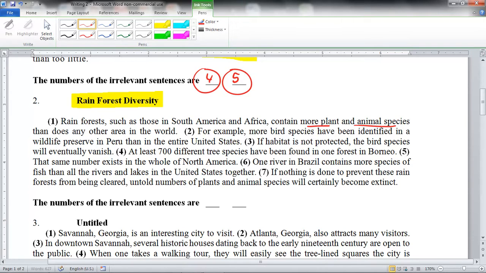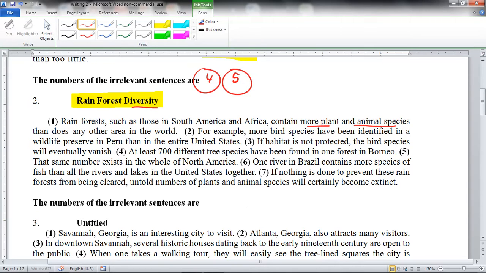Rainforests, such as those in South America and Africa, contain more plant and animal species than does any other area in the world. For example, more bird species have been identified in a wildlife preserve in Peru than in the entire United States. Peru is a small country, by the way. So, more bird species have been identified in the tiny country Peru than the whole of the United States. That supports the diversity, doesn't it?